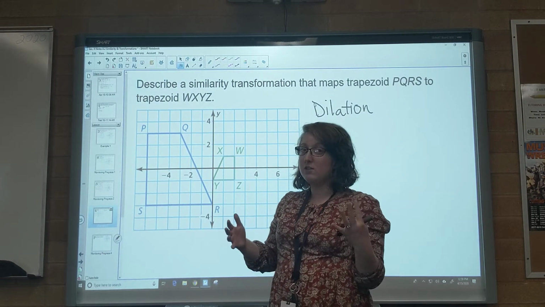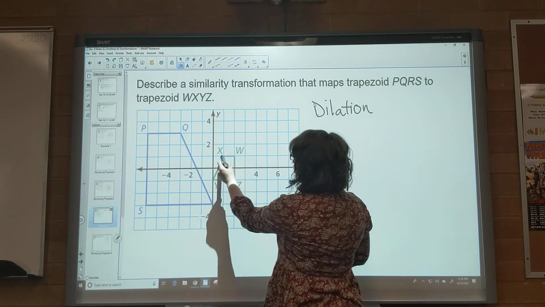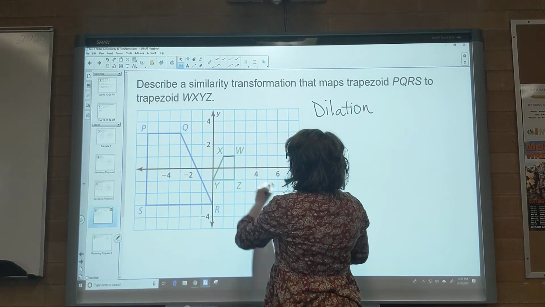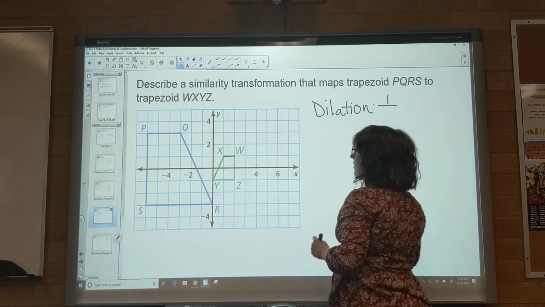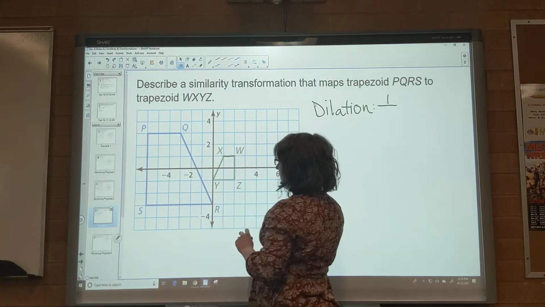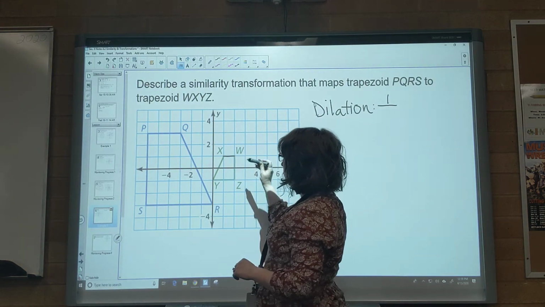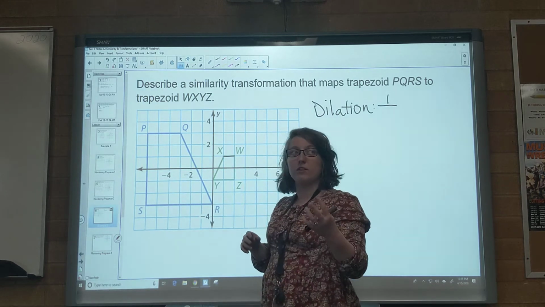So all I'm going to do for this is pick a side that's really easy to count. That means it has to be horizontal or vertical. So I'm going to pick side WX, because that's my new shape. And so in between W and X is 1. So my dilation is 1 over, and then the side that matches with that, I can tell it matches because WX is shorter than YZ and PQ is shorter than SR.